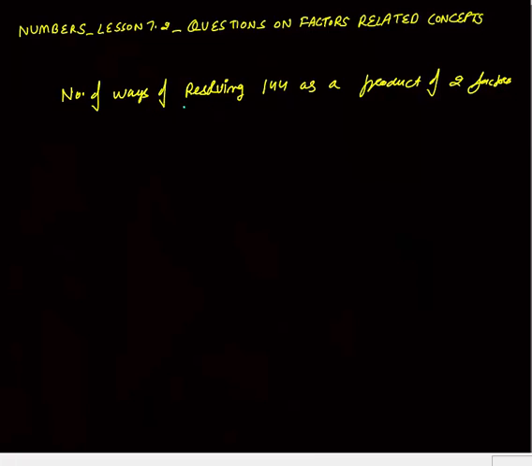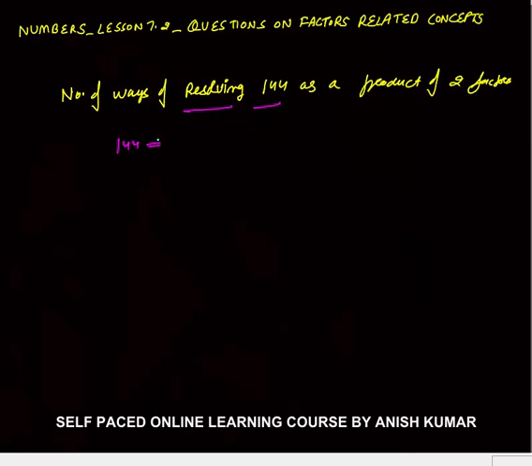Next is the number of ways of resolving 144 as a product of two factors. Now I told you that if we calculate the total factors of 144, this is a perfect square, this is 12 square, or you can say 16 into 9, 2 power 4 into 3 square. The total factors of this would be 5 into 3, 15 factors of 144. Now how many ways can we write 144 as a product of two factors? I told you the first and last factors will give a product of 144. So 7 pairs we can straight away make.